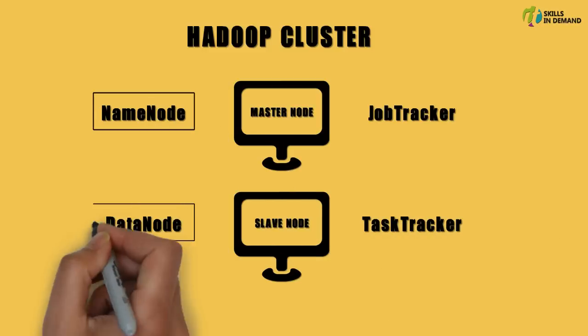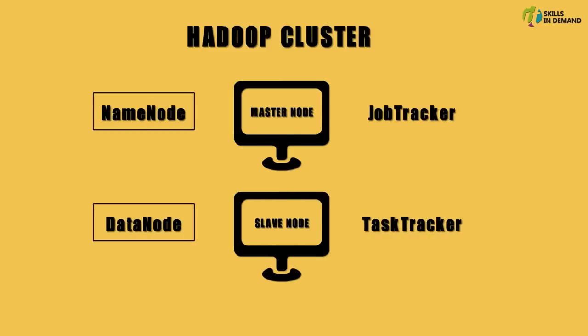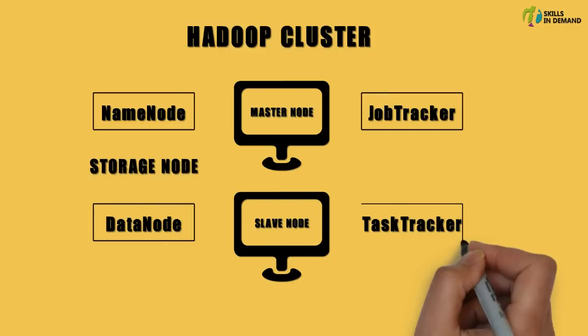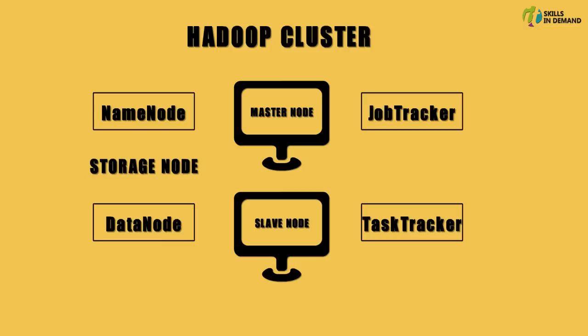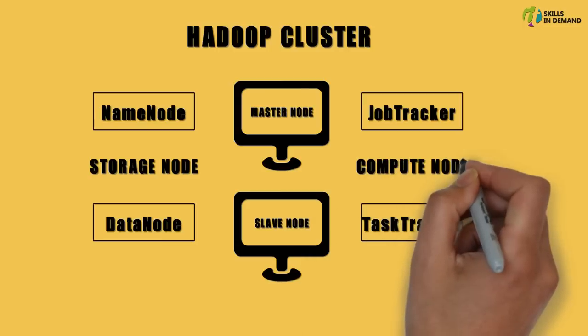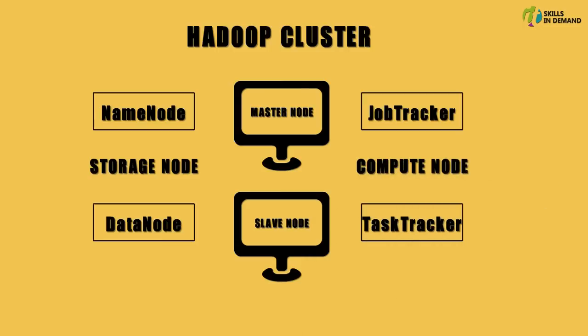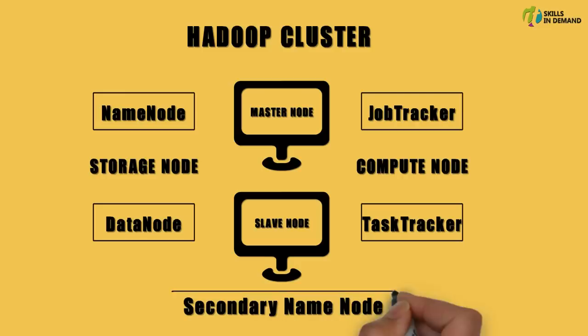The name node and data node are responsible for storing and managing the data, and they are commonly referred to as storage node. Whereas the job tracker and task tracker are responsible for processing and computing the data, and they are commonly referred to as compute node. Usually the name node and job tracker are configured and running on a single machine, whereas the data node and task tracker are configured on multiple machines, but can have instances running on more than one machine at the same time. Apart from all this, we also have a secondary name node as part of the Hadoop cluster, which we would be discussing in the later sessions.